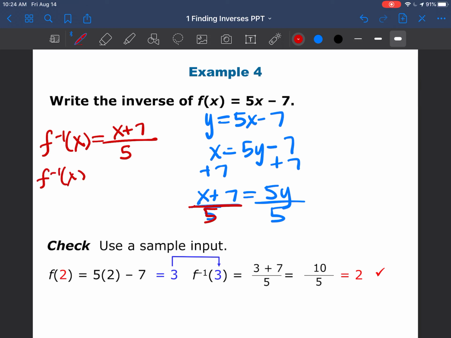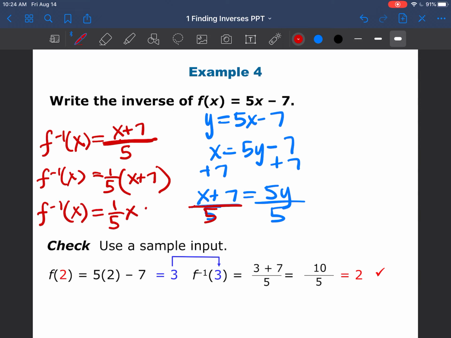Or we could write it as multiplication by 1/5, as long as we use parentheses around that x plus 7, because the whole thing is over 5. Or we could even distribute the 1/5. And all of these are equivalent answers. So any one of them could show up on a multiple choice test. And so make sure that just because you don't see your answer, there's not an equivalent form of your answer.